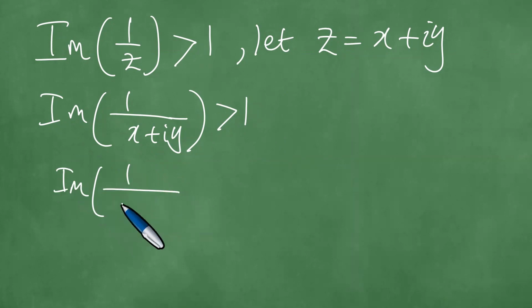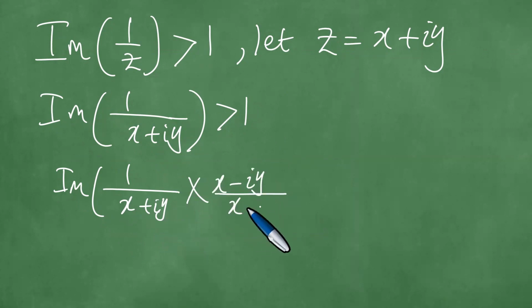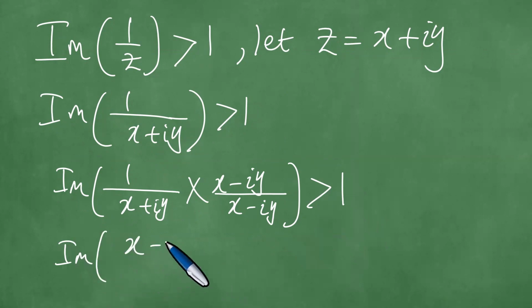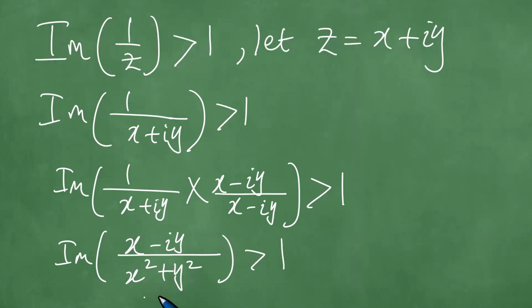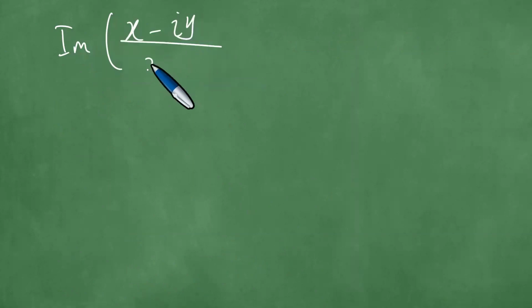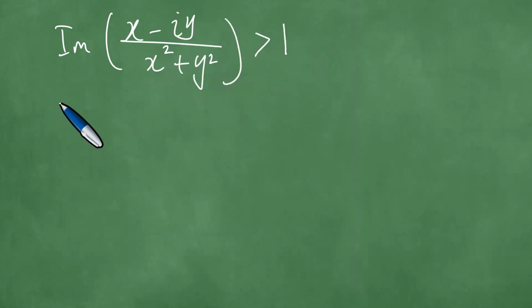This means the imaginary part of 1 over x plus iy, we multiply it by x minus iy divided by x minus iy, strictly bigger than 1. And this means the imaginary part of x minus iy, we divide it by x squared plus y squared, is strictly bigger than 1.